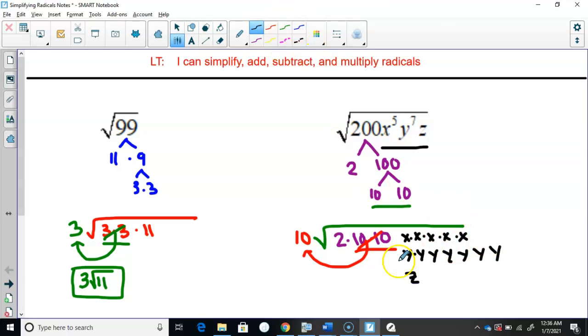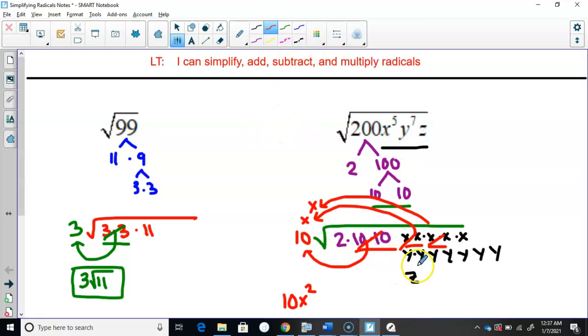I want to look for pairs now with my variables. I have one pair of x's, two pairs of x's, and then one single x. Since I have two pairs of x, I'm going to bring these out here. And what we do out here is multiply all of the stuff that comes out together. So that's going to be 10 times x times x, which is x to the 2nd power. I'm staying a little more organized below here.